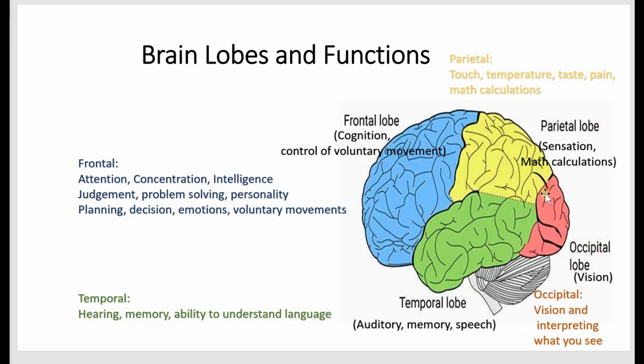Occipital lobe, located at the back of the head, helps with vision, that is helps with the vision and interpret what you see. Temporal lobe, above the ears, helps with auditory, your hearing, memory, short term and long term, and your speech, ability to understand language.